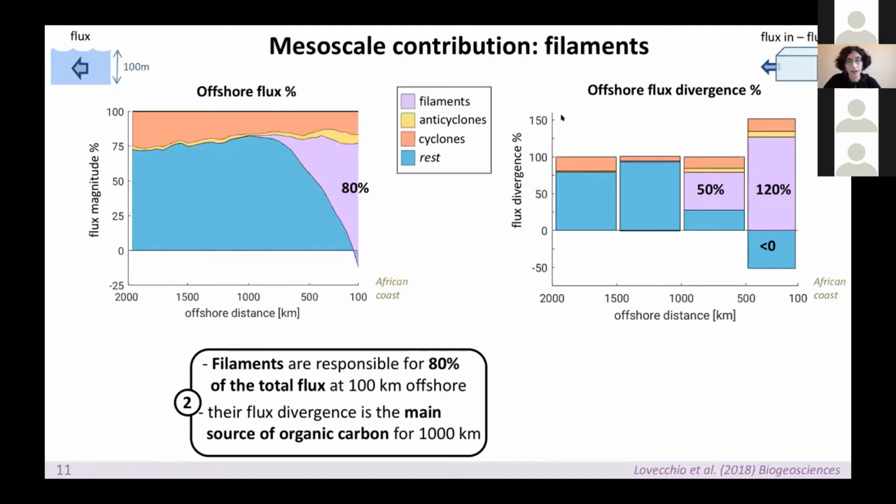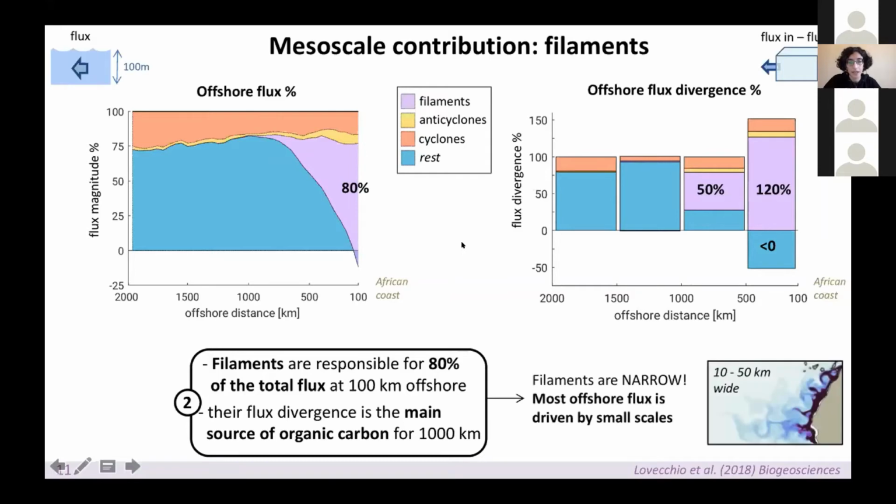And they also have a very important influence in terms of how much organic carbon they add to each of the offshore domains that we looked at before. So up to 1,000 kilometers offshore, they are still the major component, responsible for most of the added organic carbon up to 1,000 kilometers from the North African coast. This means that very small structures such as filaments, which are extremely narrow, have a very important role in the lateral relocation of the organic carbon.